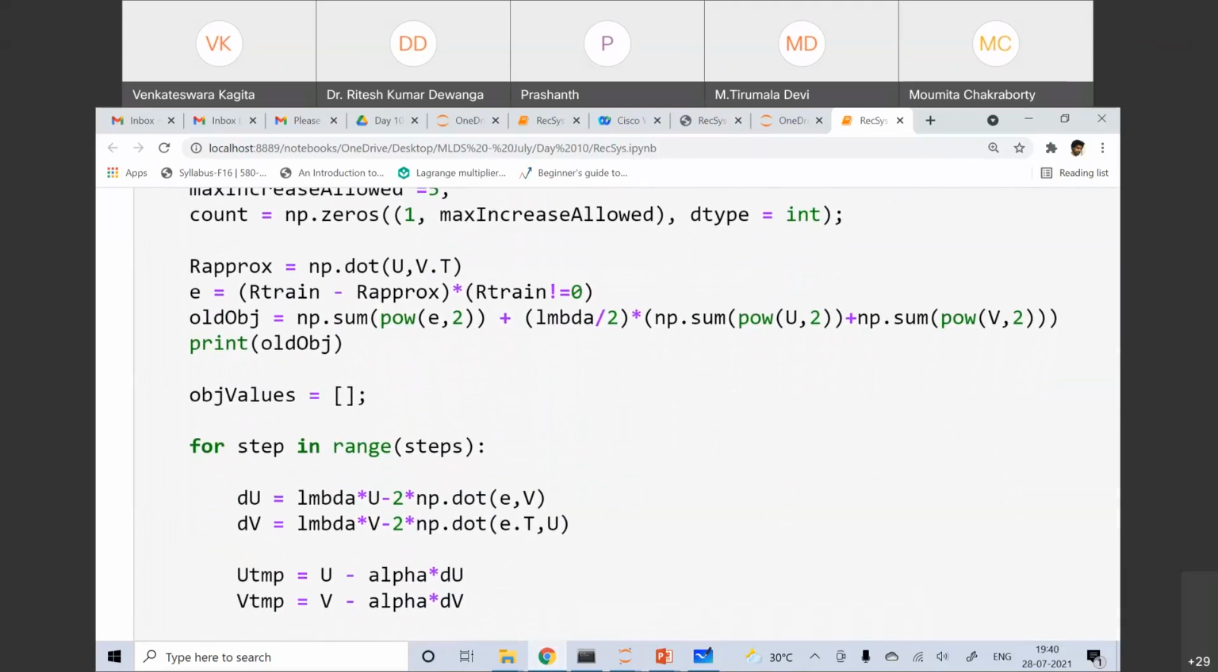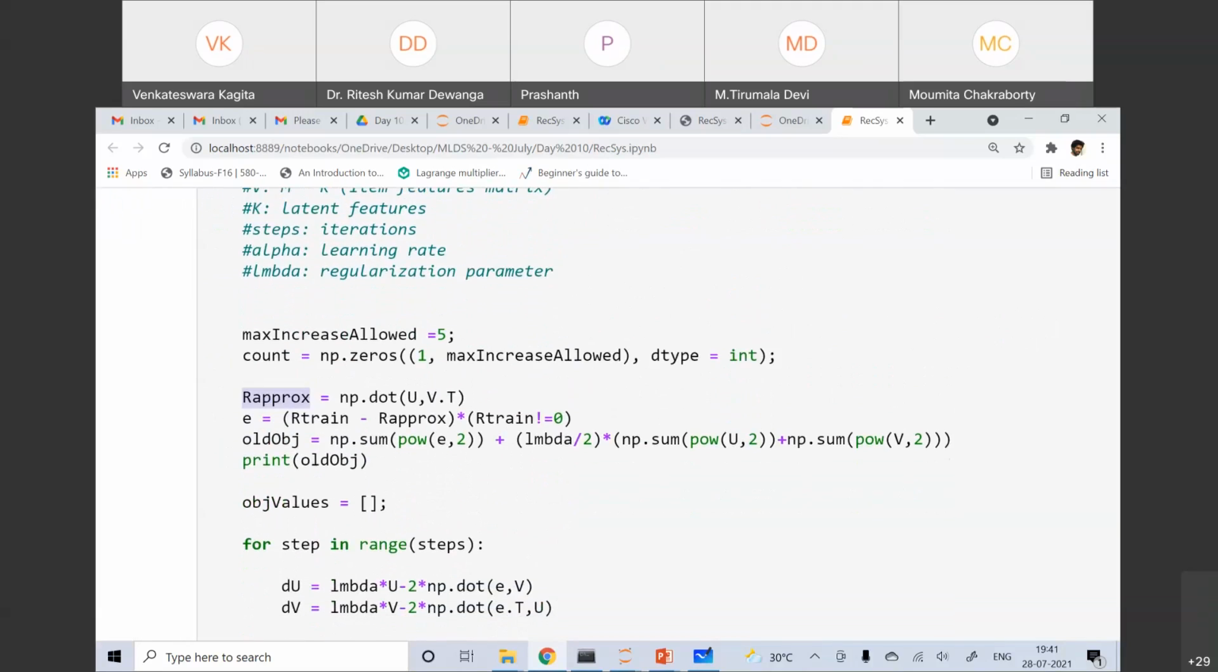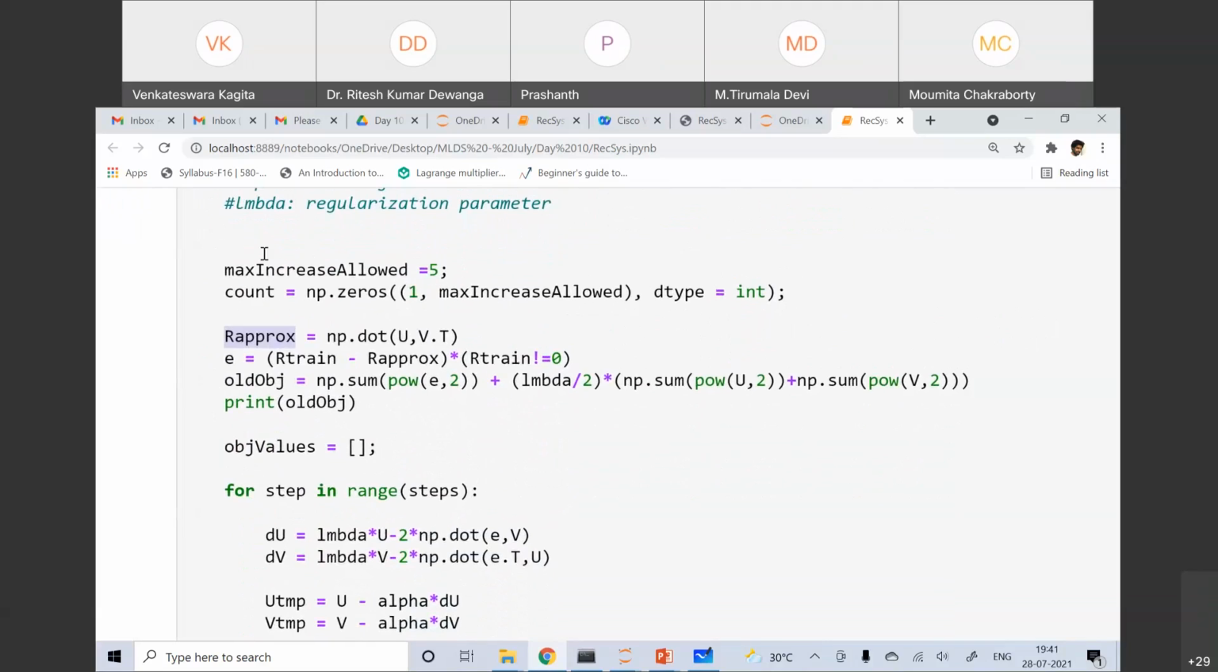And this is the R approximation. It means the predicted value for the rating, which is the dot product of U and V transpose. That's what we have seen, right? U times V transpose is equivalent to R prediction, where U and V are randomly initialized initially. Now we compute the error. Error is the difference between the training data and predicted data: R train minus R approximation, only considering the entries where R train is not equal to 0. It means only considering the observed entries.